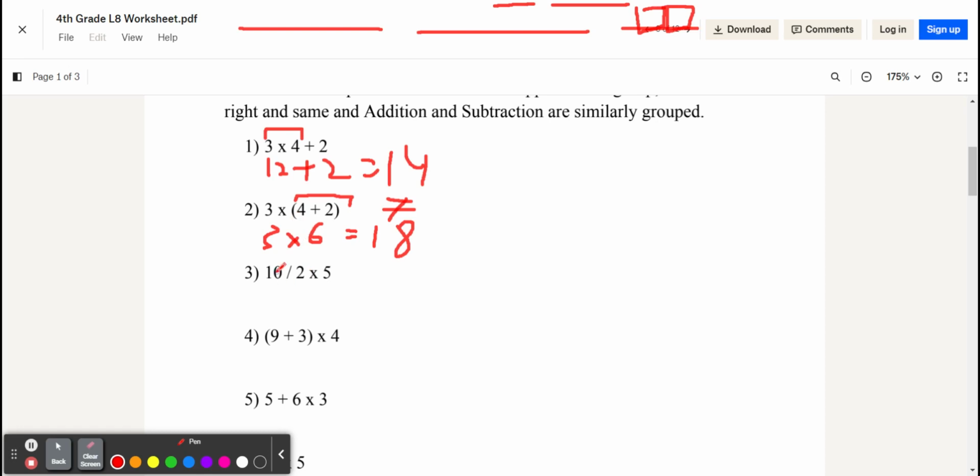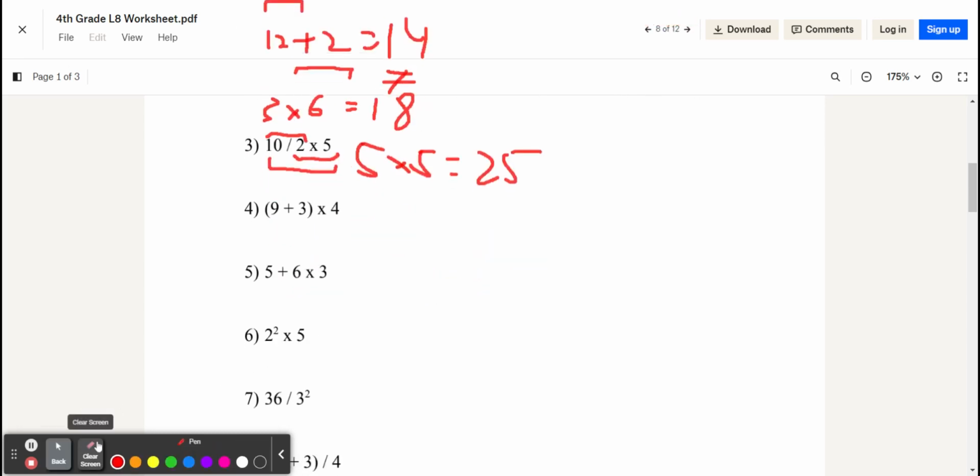For number 3, we have 10 divided by 2 times 5. Now, if you were doing PEMDAS and you thought multiplication came before division, you would do these first and then this. But that would be incorrect. So don't do that. You have to do 10 divided by 2 and then multiply that by 5. So 10 divided by 2 is 5, times 5 equals 25. If you do 2 times 5 first, you get 10, and then 10 divided by 10 would be 1, which is very different from 25 and incorrect.